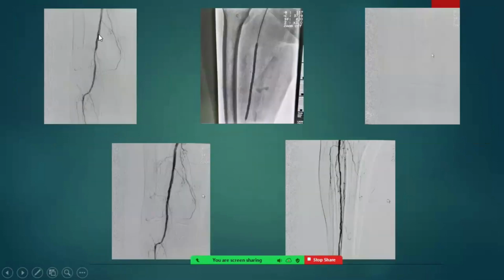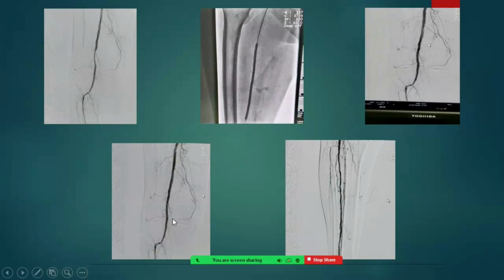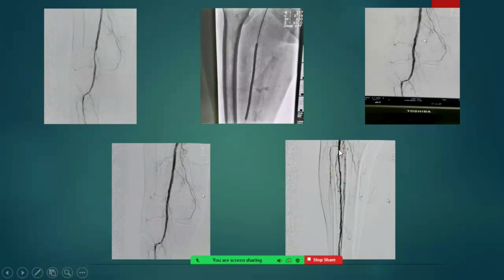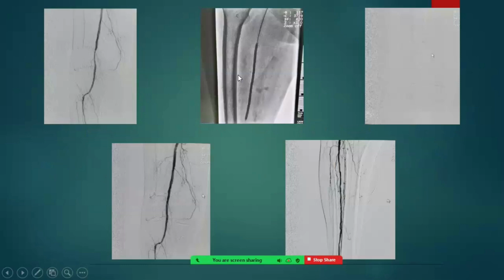This is after the ballooning. We had to balloon the proximal femoral artery also because the whole SFA was diseased, from the SFA to the ATA. This is after the ballooning. This is after the anterior tibial artery ballooning, with adequate visualization of the anterior tibial artery. So we did it only by the antegrade approach, by antegrade puncture.